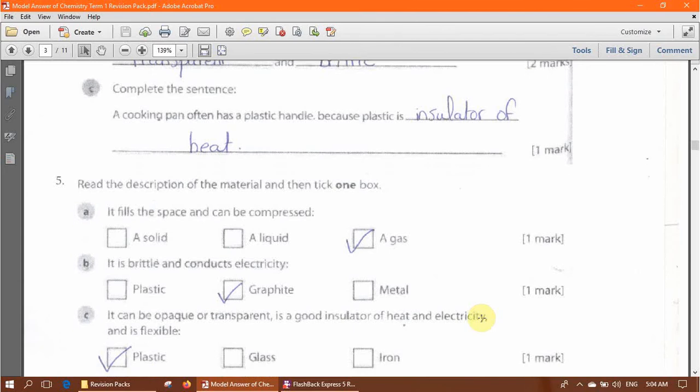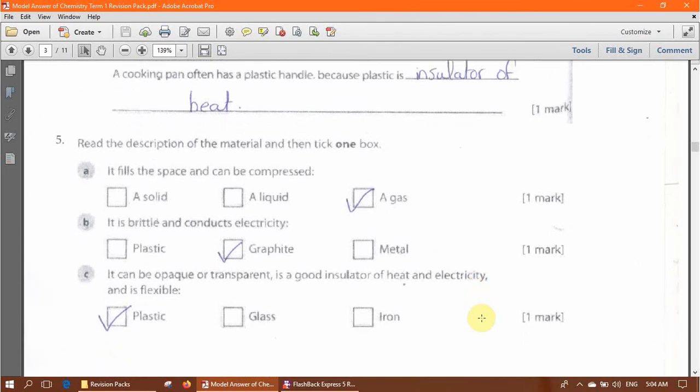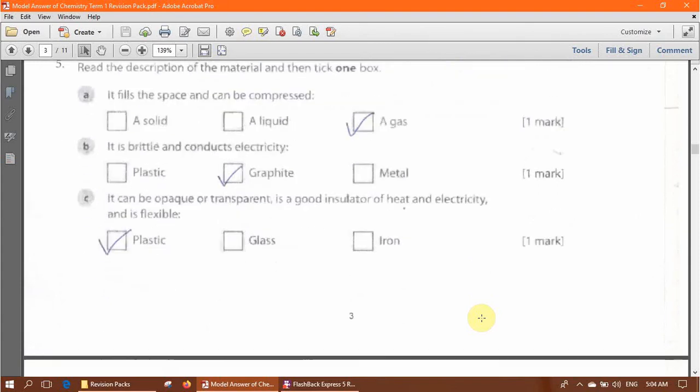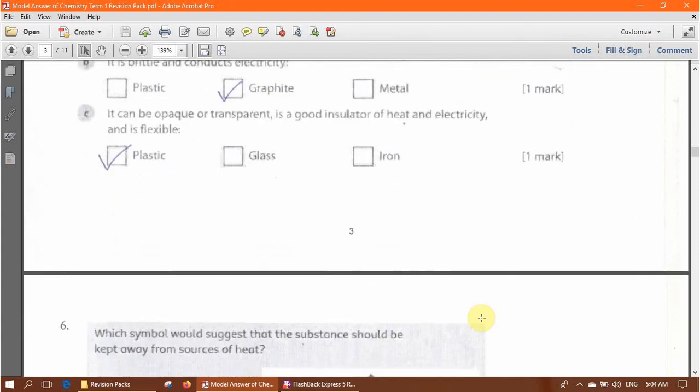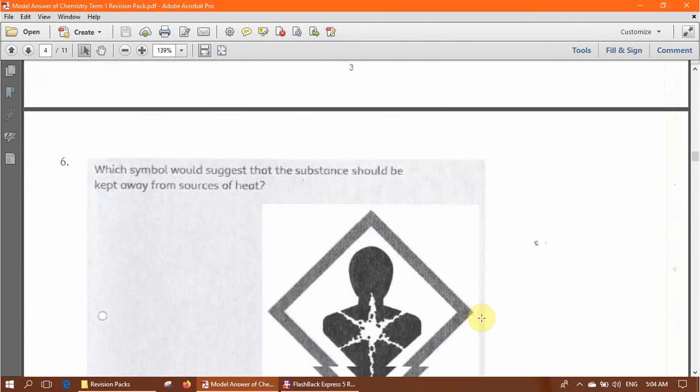Okay, the plastic is an insulator. It's opaque or transparent. It's a good insulator of heat and electricity, and it's flexible. So of course it's plastic. Make sure that you know that all the metals are good conductors of heat and electricity.